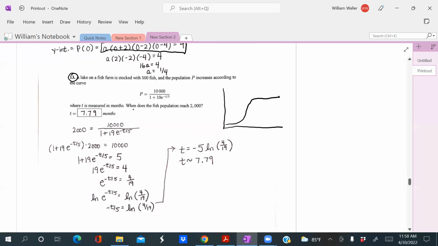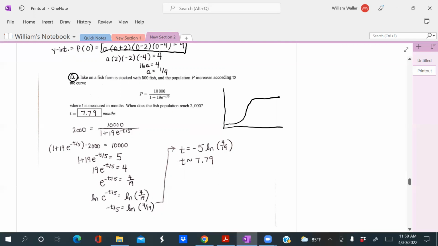What we want to find is when the fish population reaches 2,000. So apparently it's going to start at 500 and grow, and we want to find when it grows to 2,000. So how many months does that take? The input variable t here is time, elapsed time in months. So we want to know how many months it takes to hit 2,000. Apparently it's approximately 7.79, but let's see how we found that.